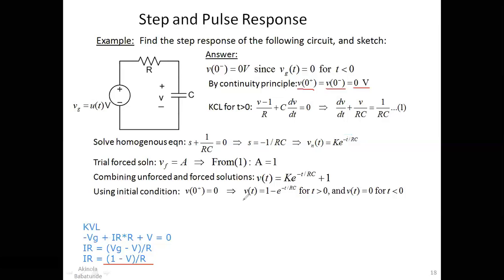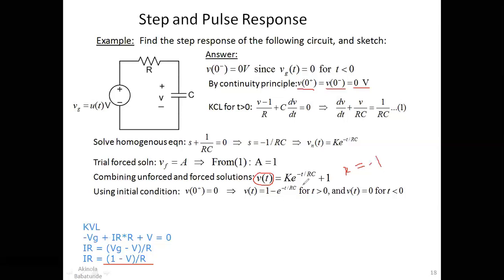So that would mean that when t is 0, v of t will be equal to 0. If you put t to be 0, what you have left is just exponential 0, which gives us 1. K times 1 is k, plus 1 would be equal to 0, because v of t is 0 when t is 0. So k would be equal to minus 1, because k plus 1 would be equal to 0.